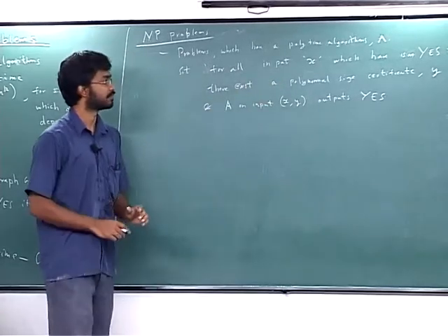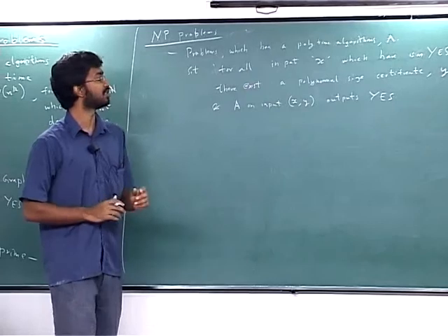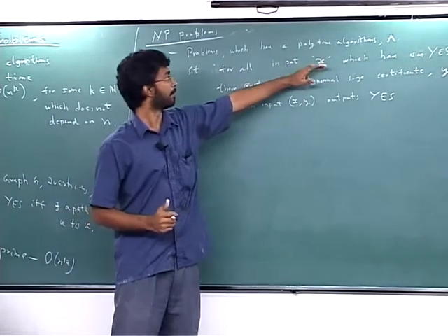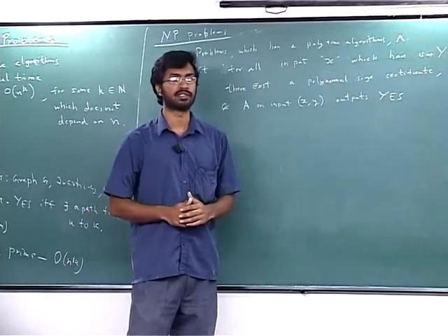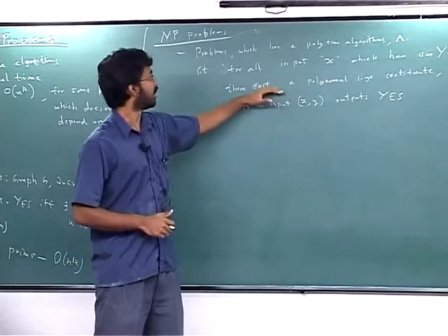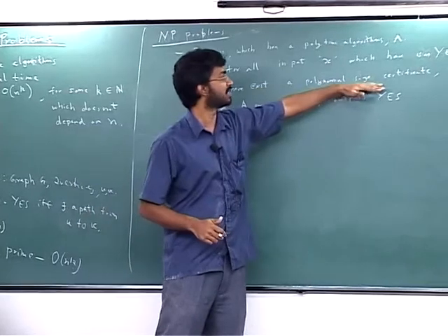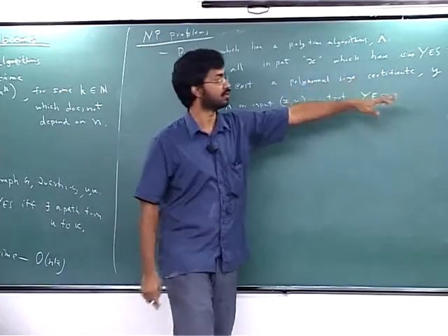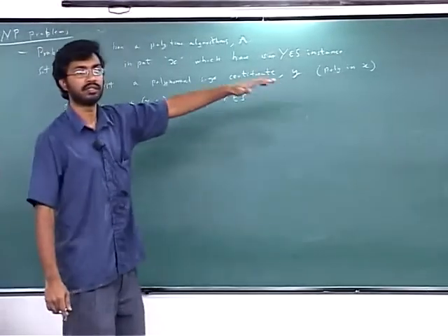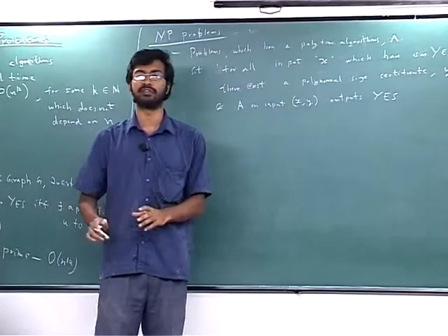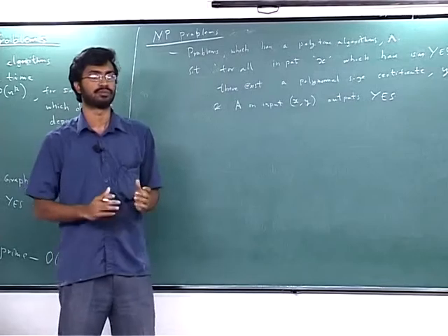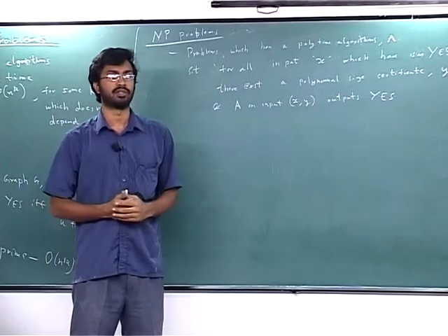That algorithm, what it does is it takes the input x, and if a polynomial size certificate y, so a certificate is like the cycle there, is given to it, then looking at both the input and the certificate, it can answer yes or no in polynomial time.